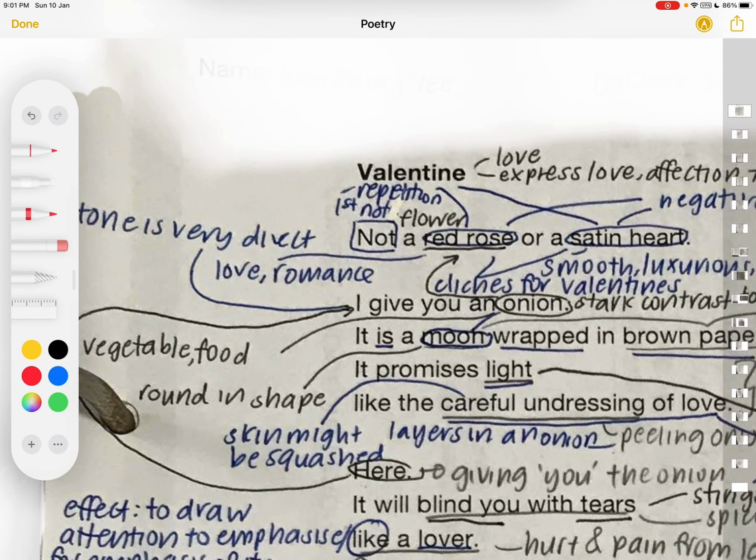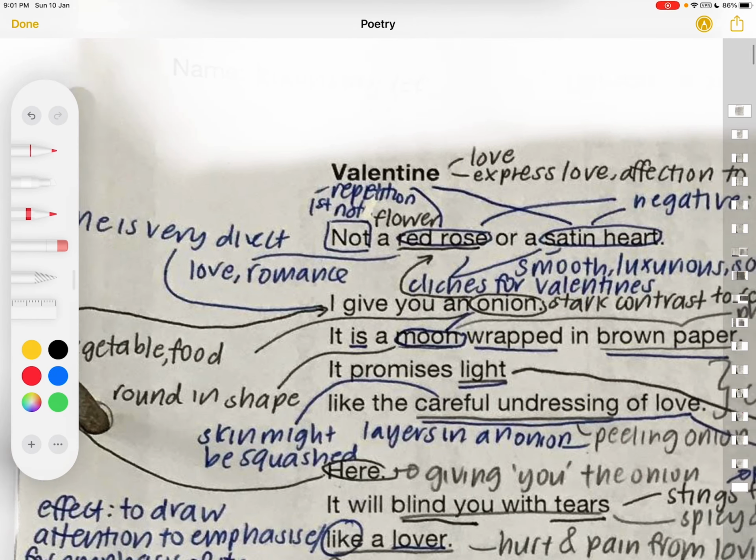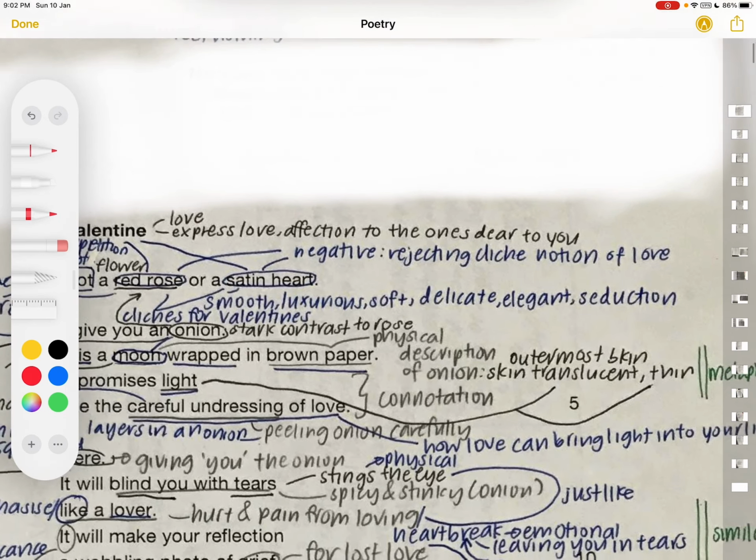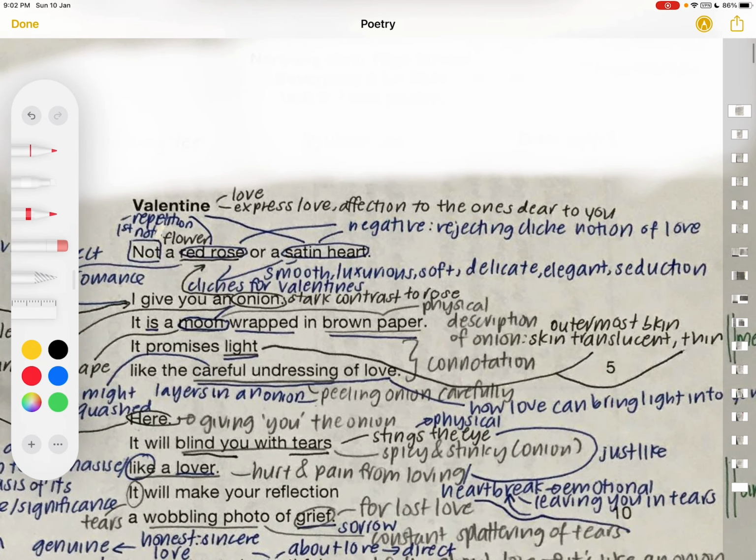Moving on to the second phrase, which is "red rose." The connotation of red rose is love or romance, and satin heart is also something that is commonly known as smooth, luxurious, soft, delicate, elegant, and has an element of seduction. So both of these gifts, which are also cliches for Valentine's, are portrayed in a negative light because the poet here is rejecting the cliche notion of love with the word choice of "not" at the start of the line.